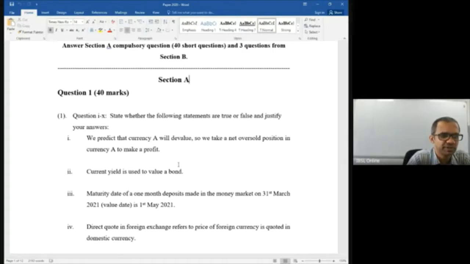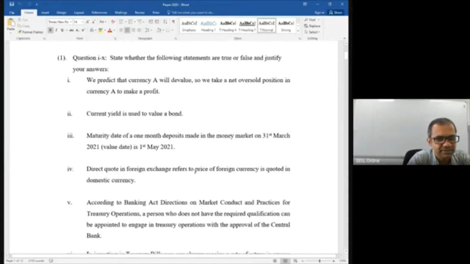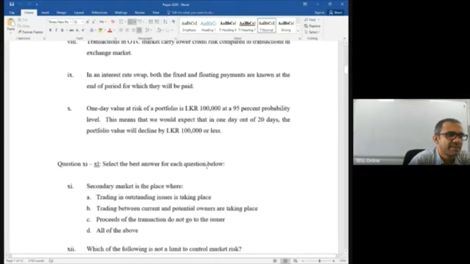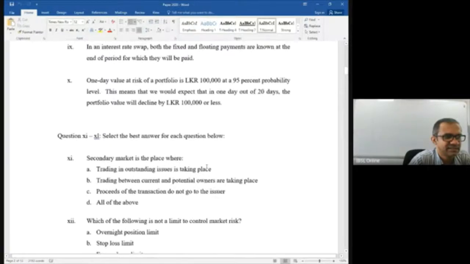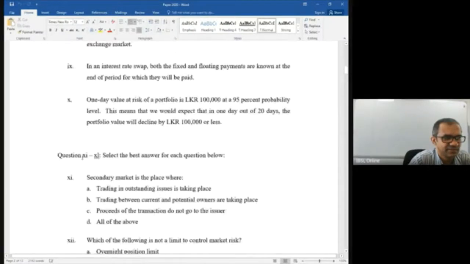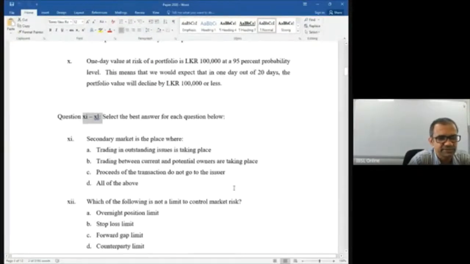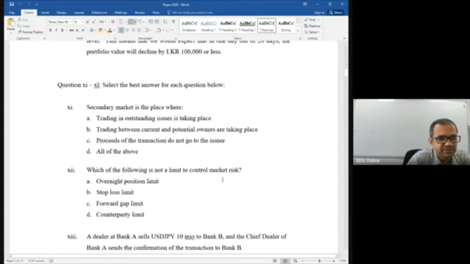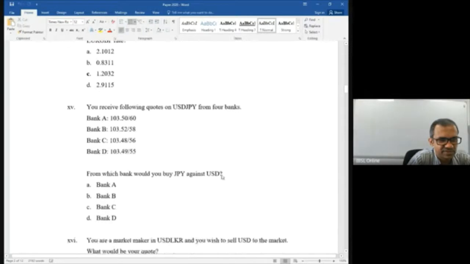You should be able to justify in 1 or 2 sentences. Don't write more than that. That means you don't know the answer. Then from 11 to 40, MCQ questions. There are 4 options. So you have to select the most appropriate answer, the best answer. So that's how the paper is structured.